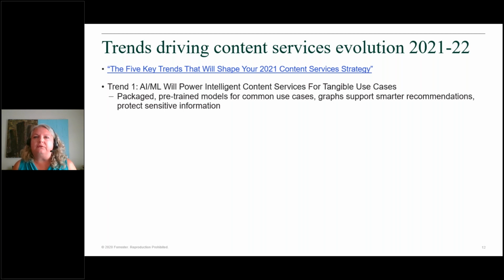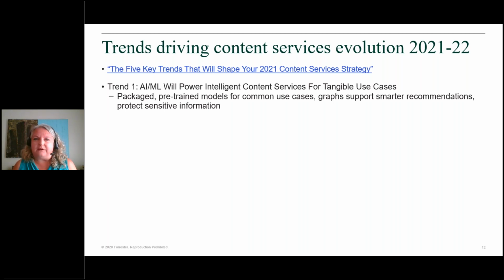We could start seeing some more widespread adoption. Vendors have been great about innovating and adding some of these to their content management stacks, but now we need to see more widespread adoption to get to those cost-effective automation use cases. So we're starting to see more packaged and pre-trained AI and machine learning models for common use cases.